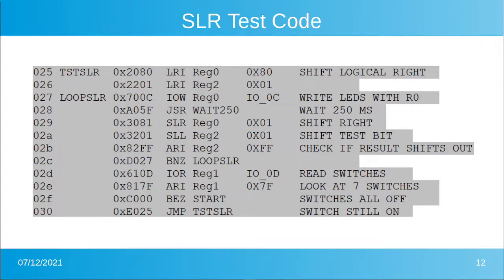The next piece of code, very similar. It's a shift logical right. It starts by putting a 1 in that bit and shifts it right and does the same sort of a test here and loops in that inner loop. If it gets down to the bottom here, it reads the switches, and if all 8 switches are off, it jumps back to the starting routine that called all this. Otherwise, it just loops again.